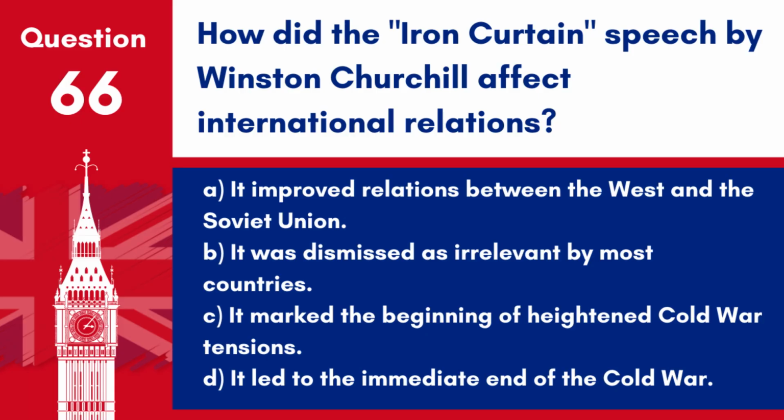Question 66. How did the Iron Curtain speech by Winston Churchill affect international relations? A. It improved relations between the West and the Soviet Union. B. It was dismissed as irrelevant by most countries. C. It marked the beginning of heightened Cold War tensions. D. It led to the immediate end of the Cold War.